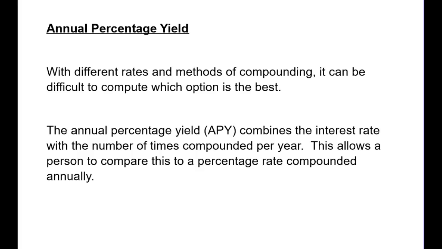Before we move on to the new ideas we're going to discuss, we have to go through some vocabulary terms. The first one being the annual percentage yield. With different rates and different formulas for compounding interest, it's sometimes difficult to determine which option is going to be the best. So the APY makes it easier to compare which option is the best. You're taking the interest rate and the number of times compounded per year to come up with a value that's called the APY, and then that allows you to quickly identify which one is giving you the better option.